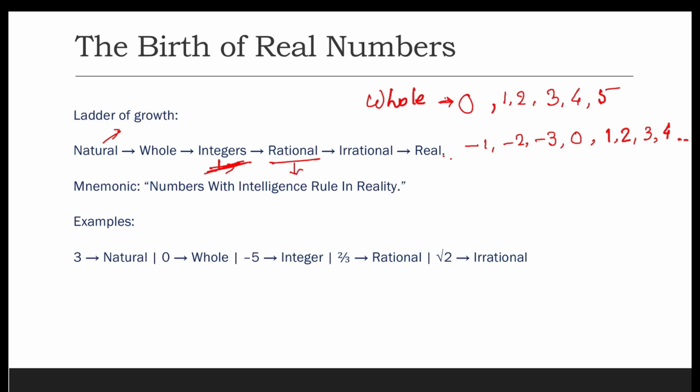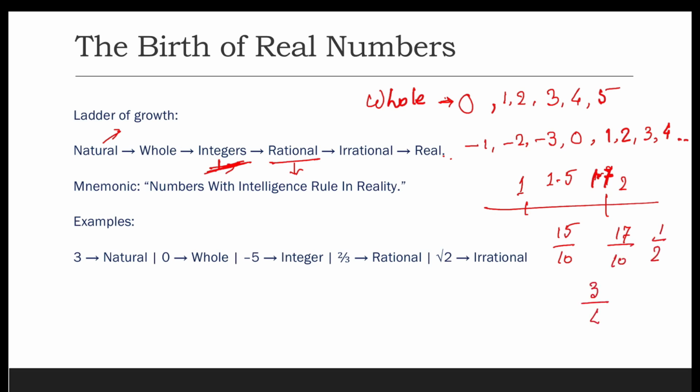Now, what is a rational number? If I look between 1 and 2, this is 1, this is 2, there are a lot of numbers in between, like 1.5, 1.7. So any number that can be expressed as a fraction. All the fractions are part of rational numbers. Like 1.5 is 15 by 10, 1.7 is 17 by 10, or half, 1 by 2, or 3 by 4. All these are rational numbers.